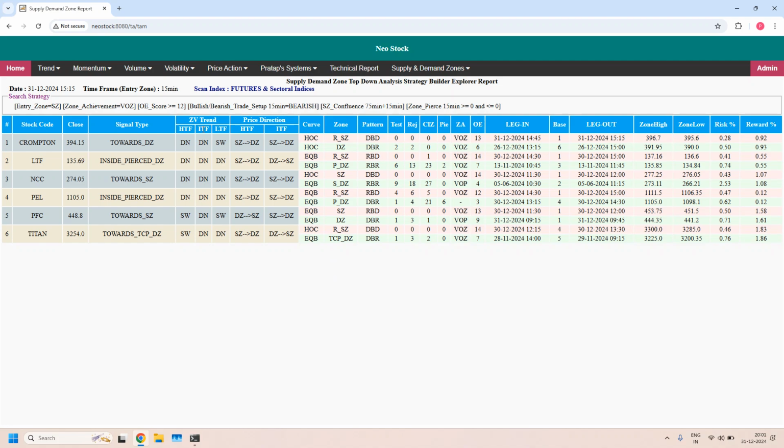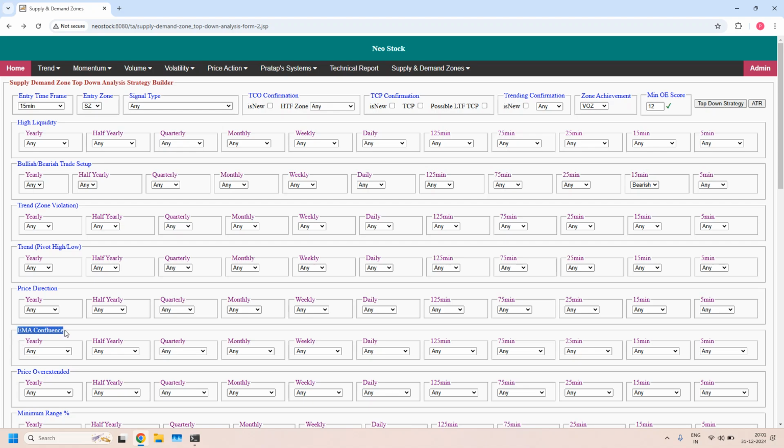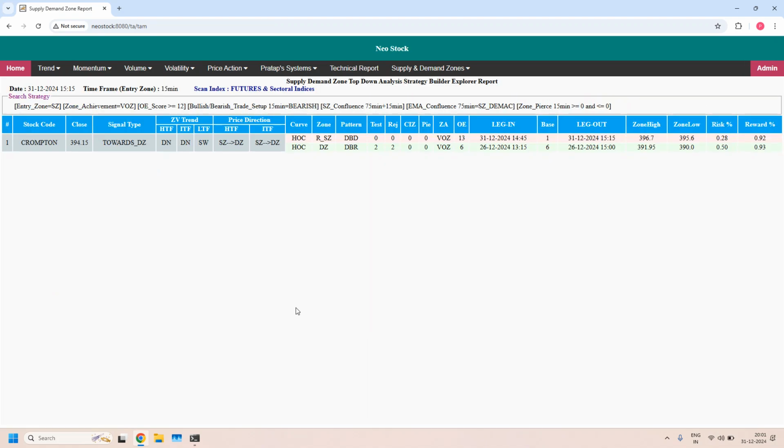And 75 minutes trend is down in all the stocks, ITF trend. If the 75 minute supply zone is having daily EMA, they are even more high probability trade setup supported stocks. Let us verify if any. In the EMA confluence at 75 minutes time frame, I am setting the filter 75 minute supply zone with daily EMA confluence. We got only one stock. So this is even more high probability trade setup supported stock. And also the zone is also a high liquidity zone, the 15 minute zone. Okay.